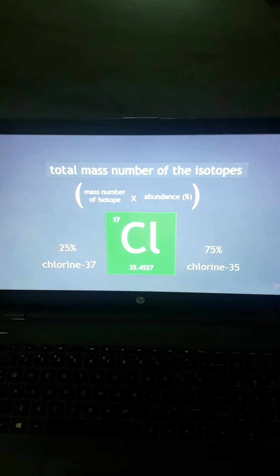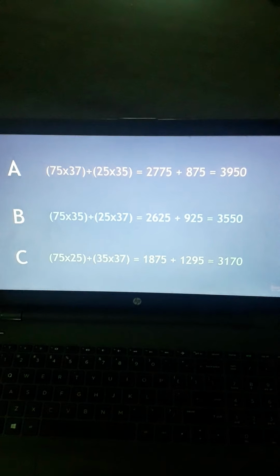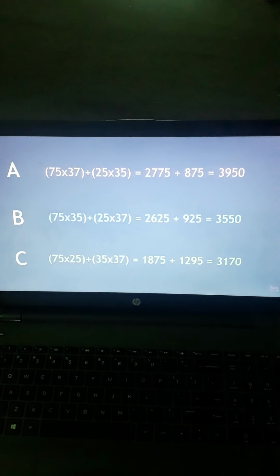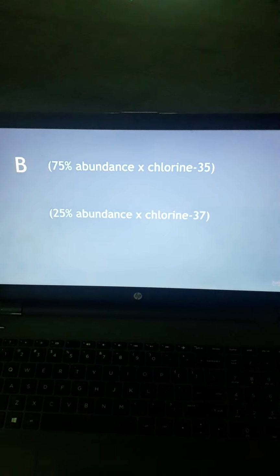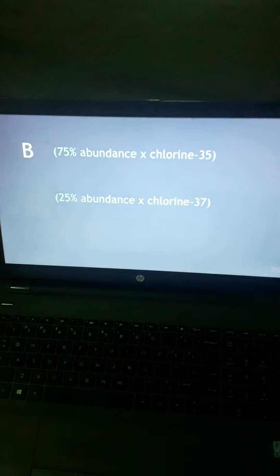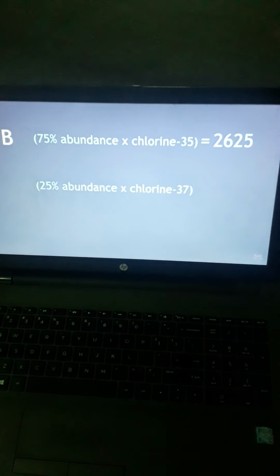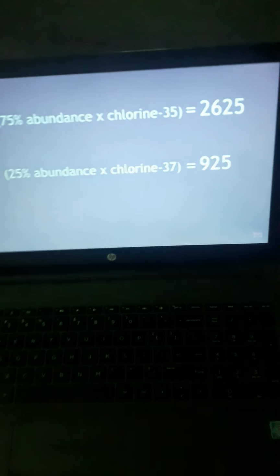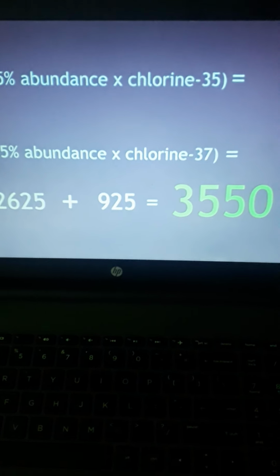Using this data, can you calculate the total mass of chlorine isotopes using their abundance and mass numbers? Pause, think, choose, and continue when you're ready. The answer is B. You have to multiply a 75% abundance of the chlorine-35 isotope by its mass number 35. You then have to multiply a 25% abundance of the chlorine-37 isotope by its mass number 37. When added together, this gives a total of 3,550.